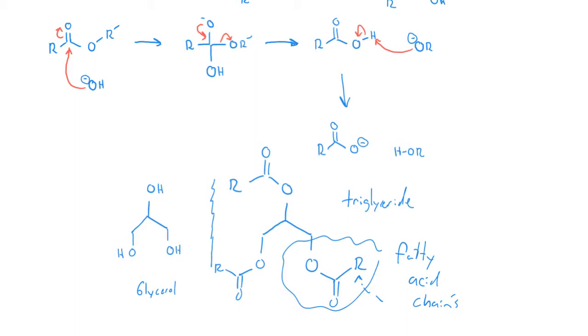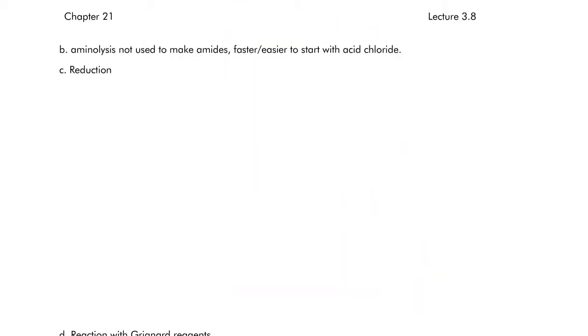Let's go to the next page and see what's happening there. So continuing and wrapping up our discussion of esters, we're going to talk about reduction and Grignard reagents with esters. Aminolysis is not used with esters to make amides. It's not a practical reaction. It's just easier to start with an acid chloride. So we're not going to go over that one.